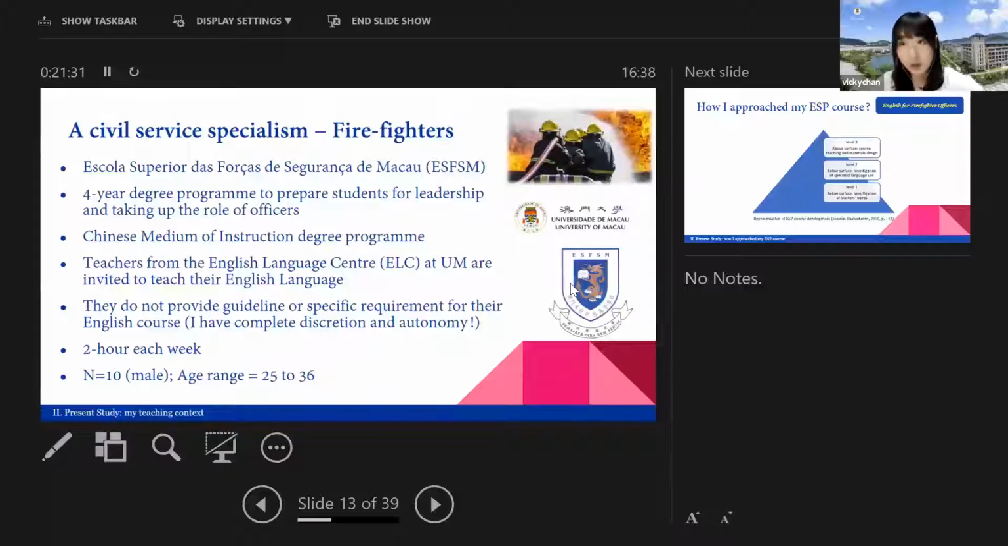However, the school does not really provide any clear guideline or specific requirement for their English course. So that's why I have complete discretion and autonomy when I am designing this ESP course. And then I taught this course for 2 hours each week, and I've got 10 students. They are all male.